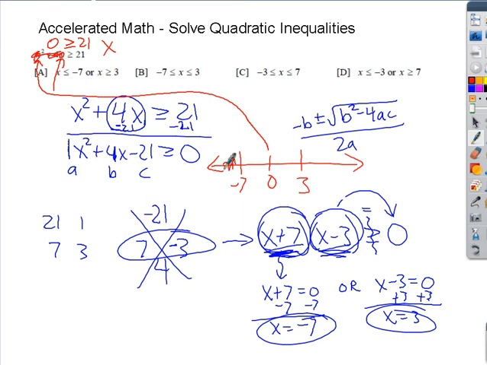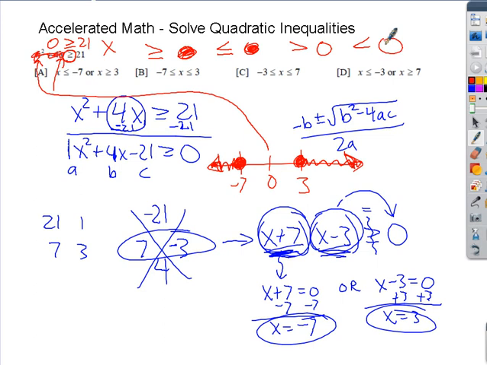Alternately, this is the solution area, everything on the outside. Now, we're going to fill in these circles here because it's going to include -7 and +3 because of this "or equal to" part. Anytime you have greater than or equal to, you're going to include with solid dots. Less than or equal to, solid dots. Greater than just by itself, open circle. Less than, open circle. Alright, so that's our solution set.